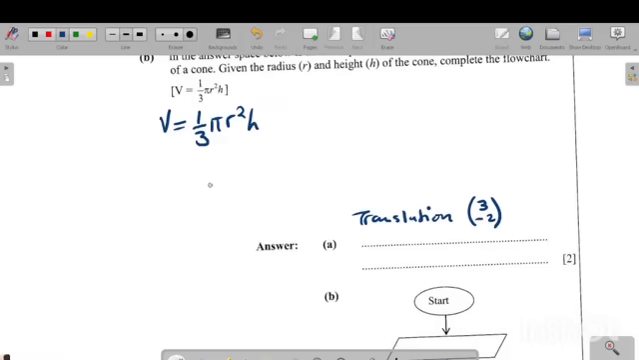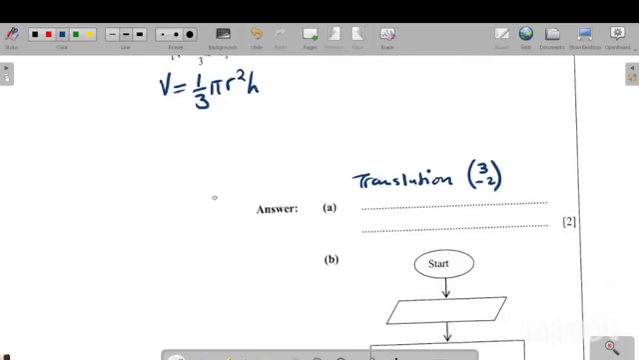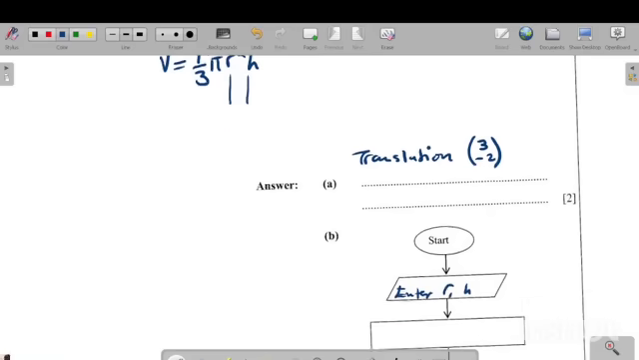All right. Now, this is a computer program here that we are supposed to complete. So what you have to know is that constants are not fed into the computer. What are going to be fed into the computer are these variables, r and h. So here you are going to say enter r and h, the radius and the height.